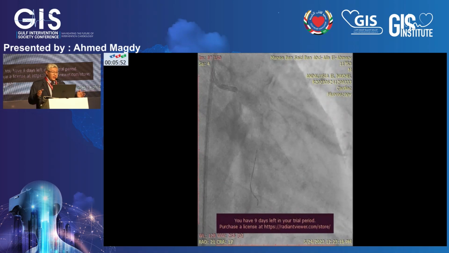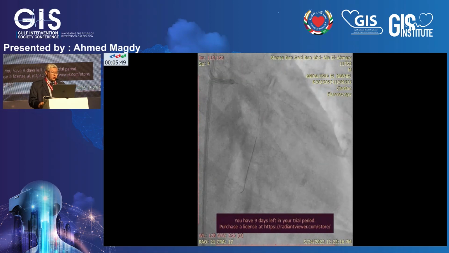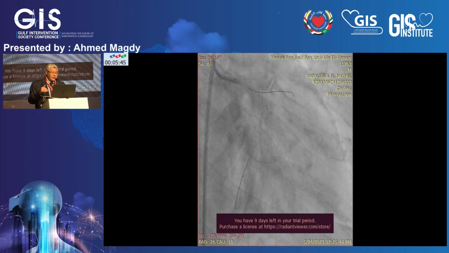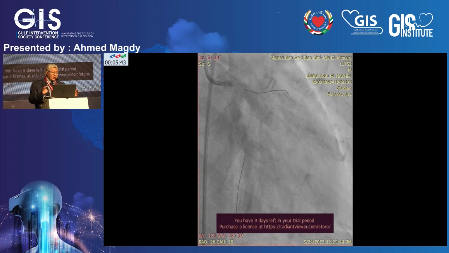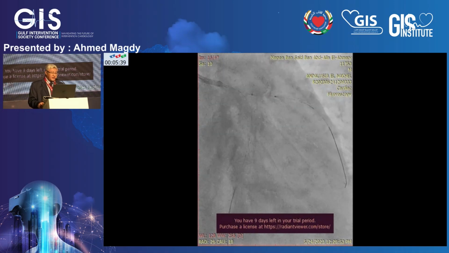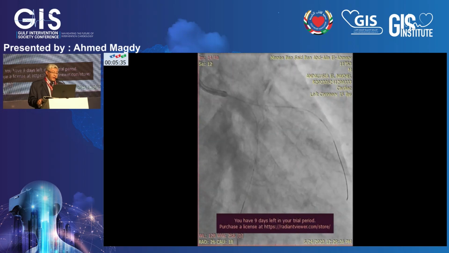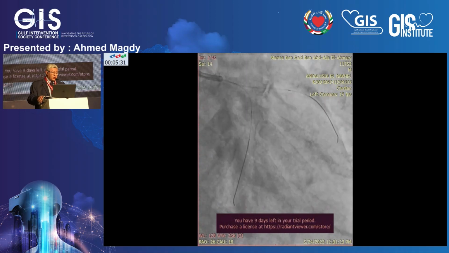And so they started him on a 2B3A antagonist until he arrived to us. By the time he came, the thrombus was a little bit less in the CX. We started the intervention by the CX, and then we ballooned the lesion in the distal left main just to disengage. After opening the distal left main, we started to work more safely.